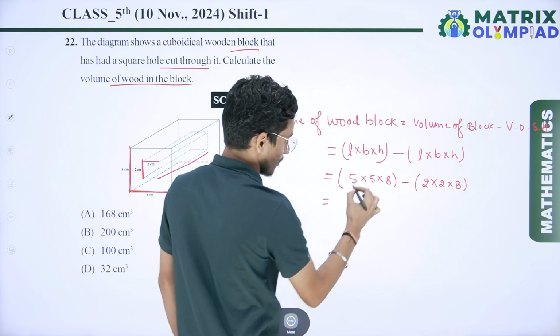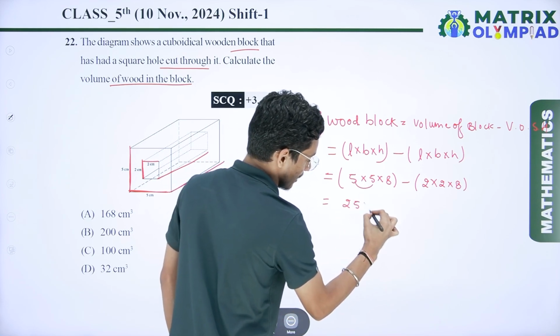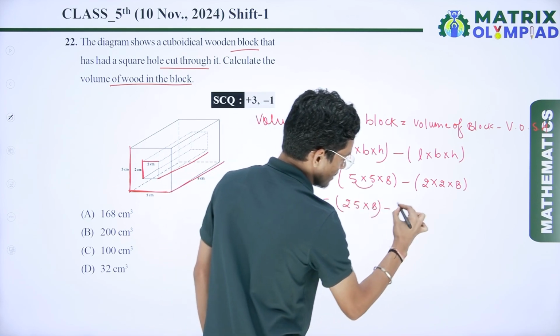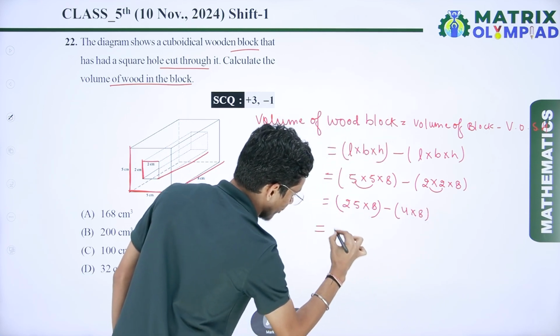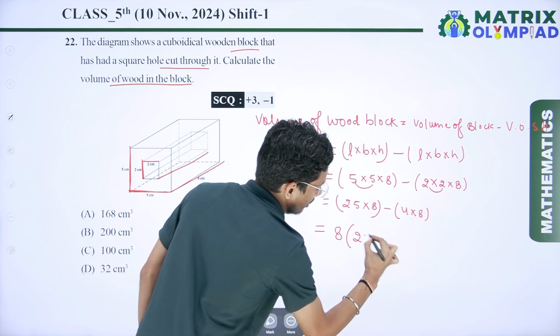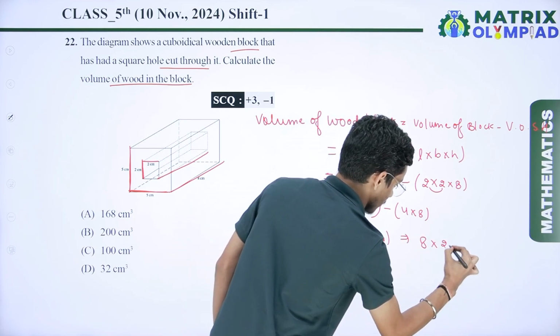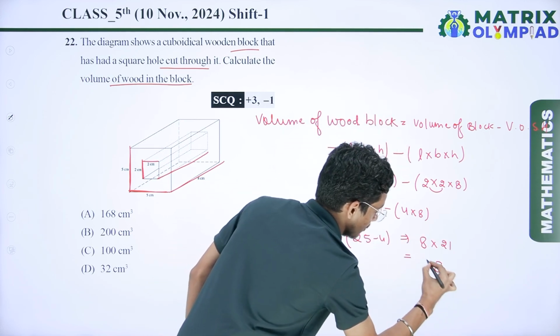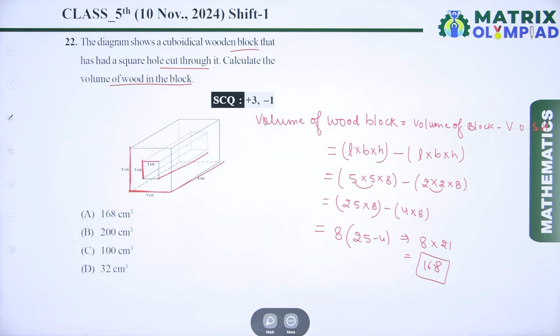Simply, I can write 5 5s are 25 multiplied by 8 minus 2 2s are 4 multiplied by 8. If I take 8 common, I can write 25 minus 4. So simply 8 multiplied by 21, that is 168. So the volume of the wooden block is 168 cube centimeter. So option number A is the correct answer.